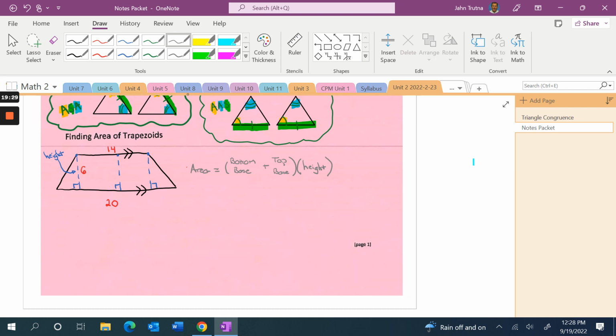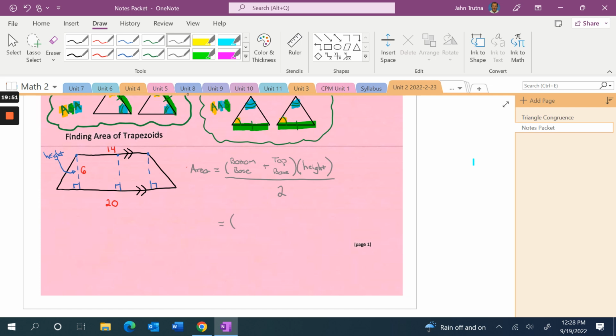And then you divide all of that, whatever bottom base plus top base, multiplied with the height, equals, you divide it all by 2. So it's bottom base plus top base in parentheses, so you do that first. You multiply it with the height, and then you divide it by 2. That's how you find the area of a trapezoid.